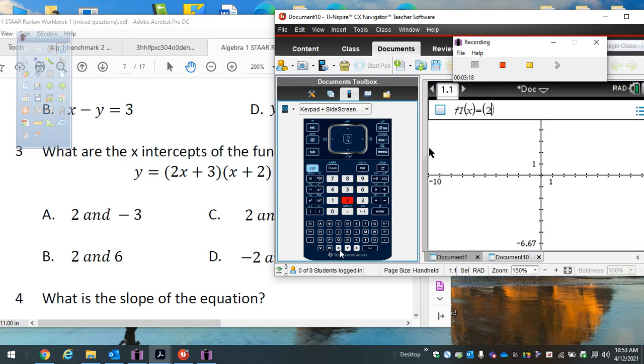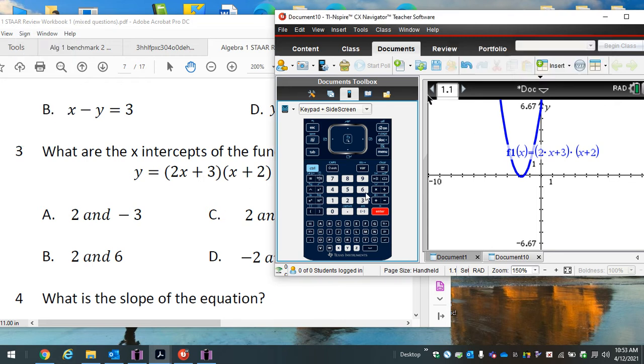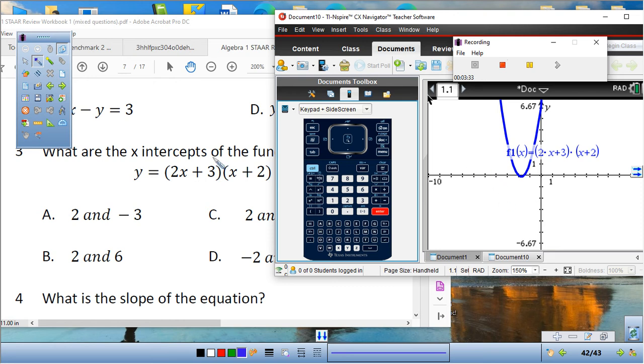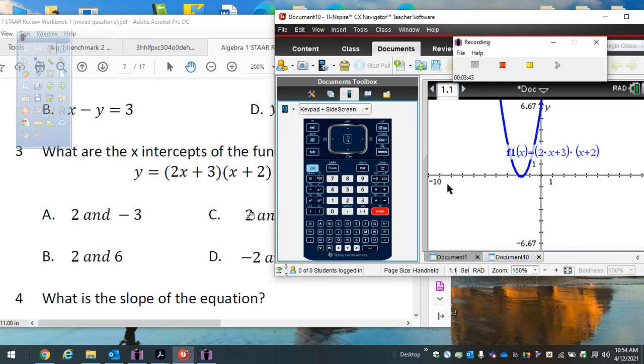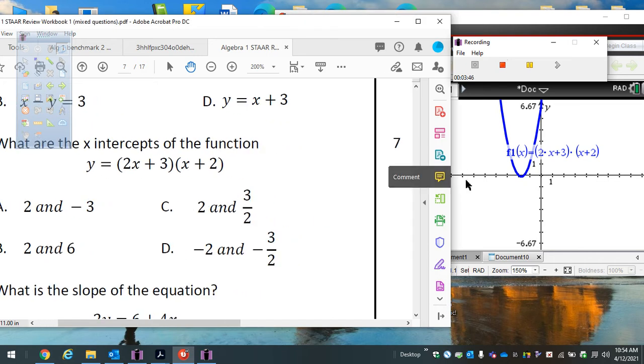Parentheses 2x plus 3, parentheses x plus 2. Ooh, man. I'll do this much. Just looking at this one, the x-intercepts, right? 2x plus 3 and x plus 2. Yeah, it's not this one that has the 2. Where's my answer? Yeah, it's down. Not too bad. Common sense. And that's usually where your STAAR test questions are.